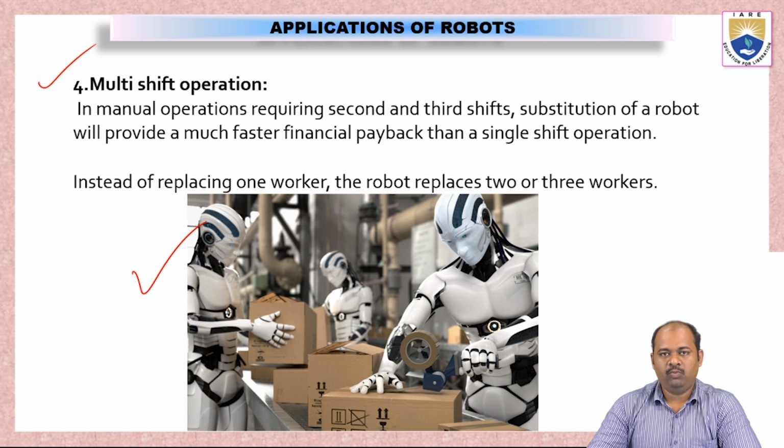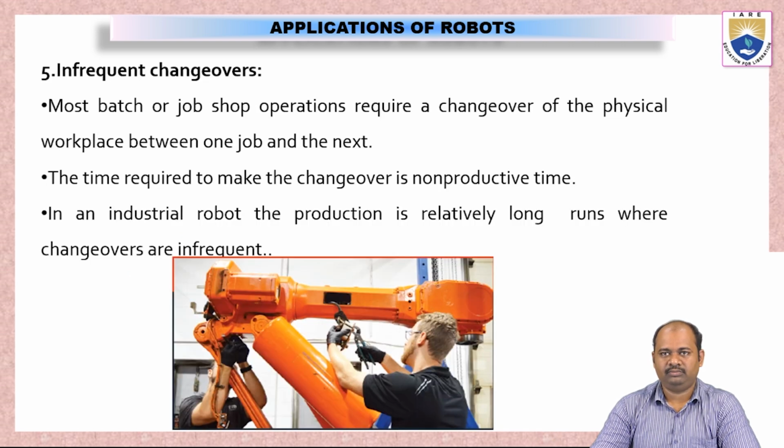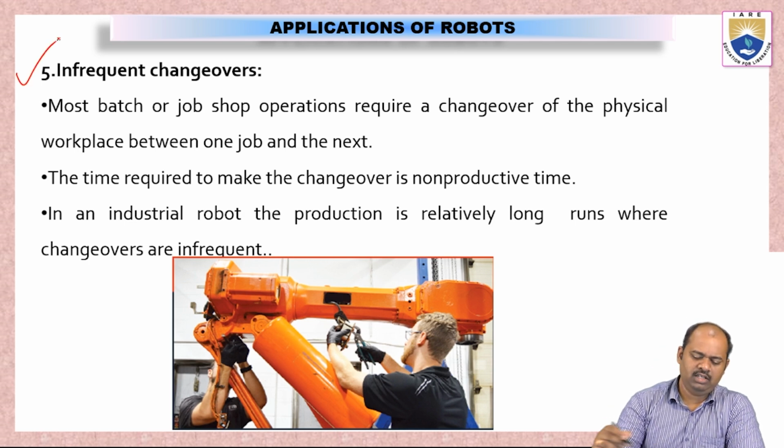So we can use robots, like these humanoid robots. These are not so advanced in the present scenario. They are advanced in such a way that they can speak, talk, and walk. They can act like humans, but they cannot actually work like human beings. If we want to do a particular operation like packaging or moving objects, we can use industrial robots, not humanoid robots. So this is another application of robots where they can be used for multiple shifts. They can work for 8 hours in each shift, and they can work for 3 shifts a day. And then infrequent changeovers.